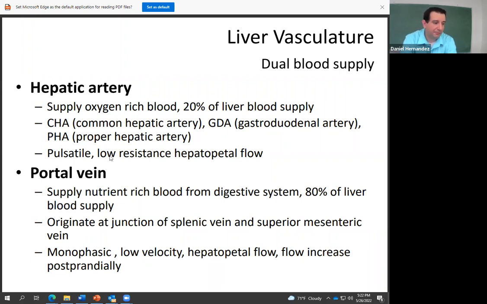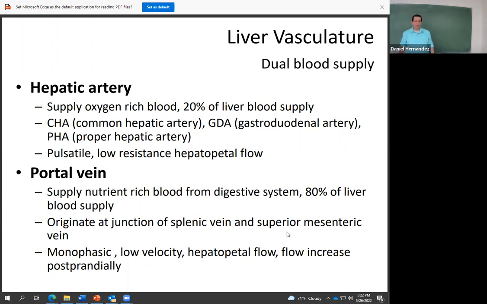Again, when we get further into our didactic classes and we start learning about conditions called portal hypertension, we can get reversal of flow within this main portal vein, and we look for hepatofugal flow versus normal hepatopedal flow.